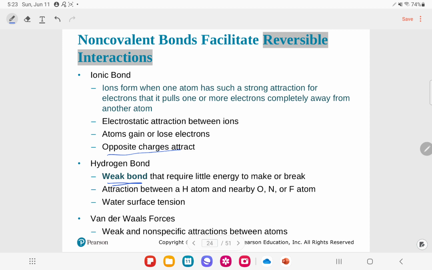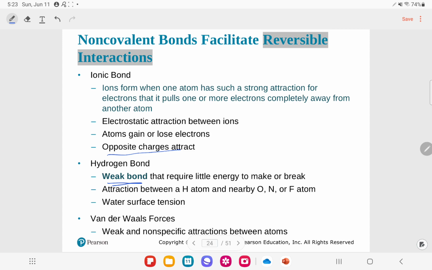And hydrogen bonds will result from the attraction between a hydrogen atom and a nearby oxygen, nitrogen, or fluorine atom, right? And this gives the water surface tension, right? That's going to result from hydrogen bonding.